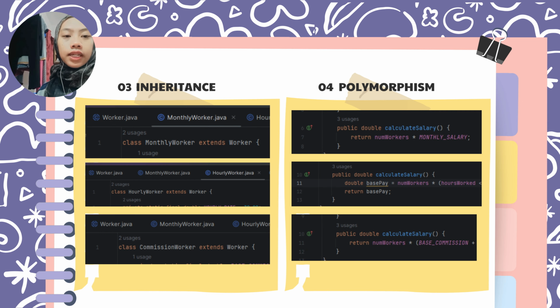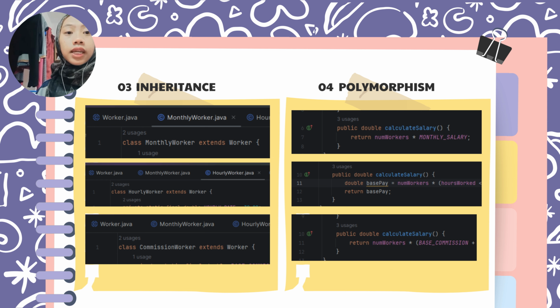The third principle is inheritance. Inheritance has two types, which are first, hierarchical, and second, multi-level. In this program, I use hierarchical inheritance. As you can see, the classes monthly worker, hourly worker, and commission worker are subclasses of the worker class. All the subclasses inherit all the attributes and methods from the superclass.